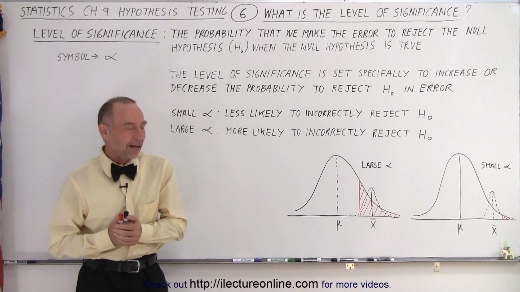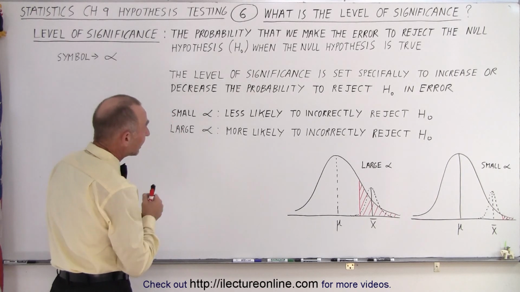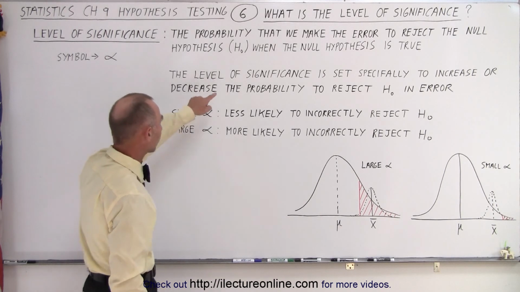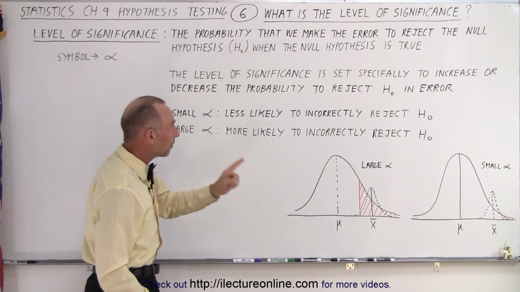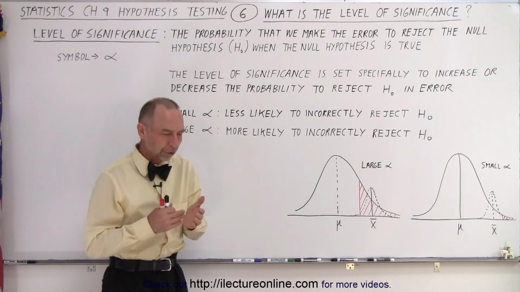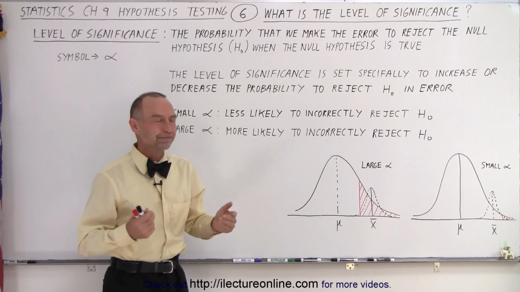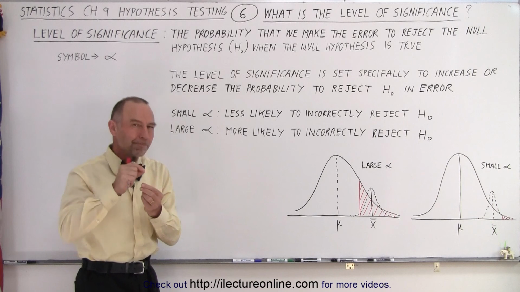So, how is that defined? Well, the definition reads as follows. It's the probability that we make the error to reject the null hypothesis, and of course, this is how we symbolize the null hypothesis, when the null hypothesis is actually true. So if the null hypothesis is true and we reject it, well, that's an error. Well, the level of significance is the probability that we'll make that error.